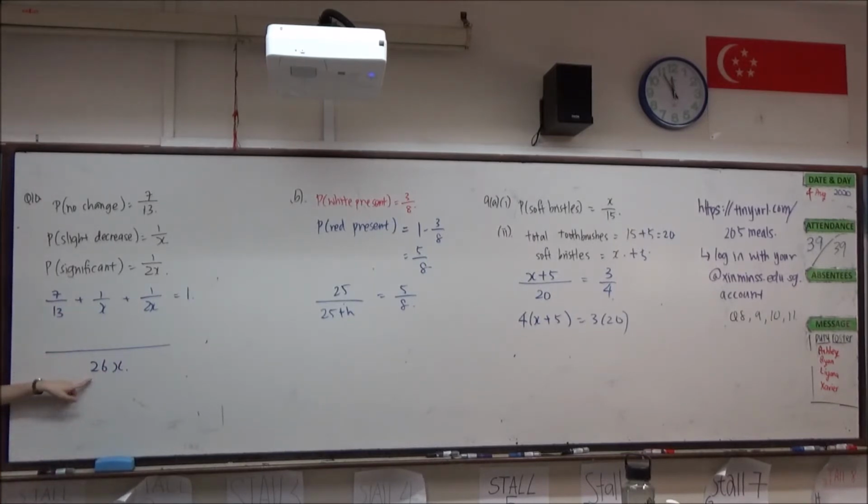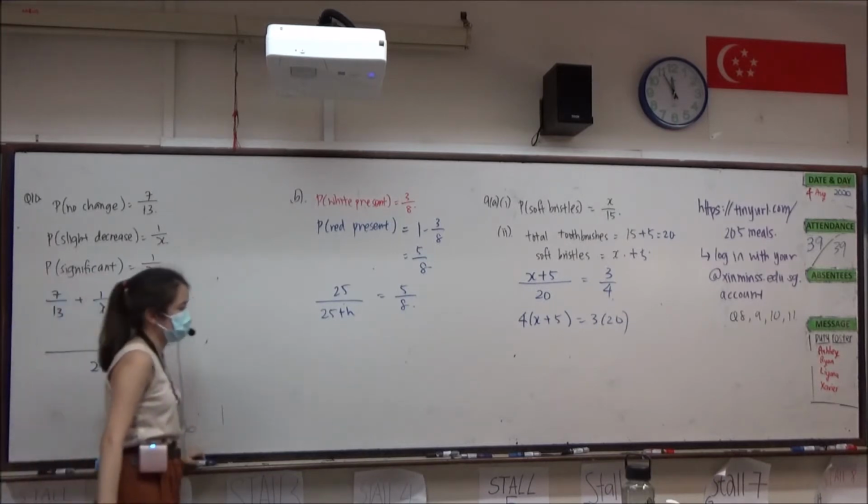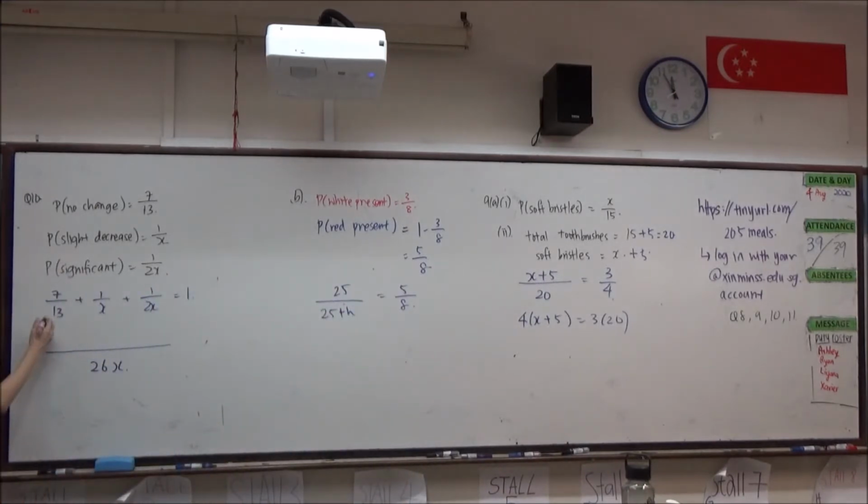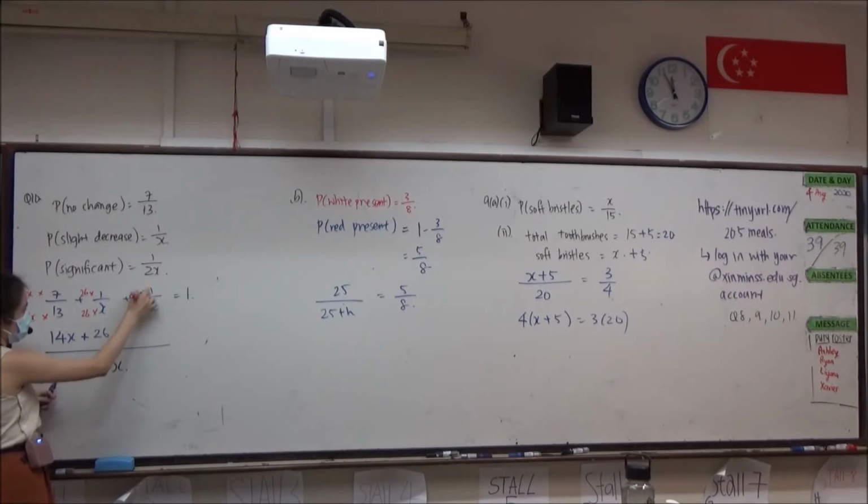To get 13 to become 26x, I multiply by 2x in the denominator, so on top I multiply by 2x also. I will have 14x from the first fraction. In the second fraction, to get 26x from x, I multiply by 26, so I plus 26. In the last one, to get 26x from 2x, I multiply by 13, so I plus 13 equals 1.